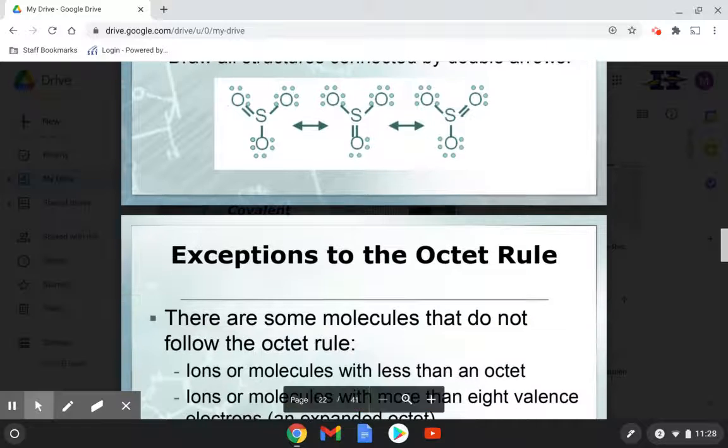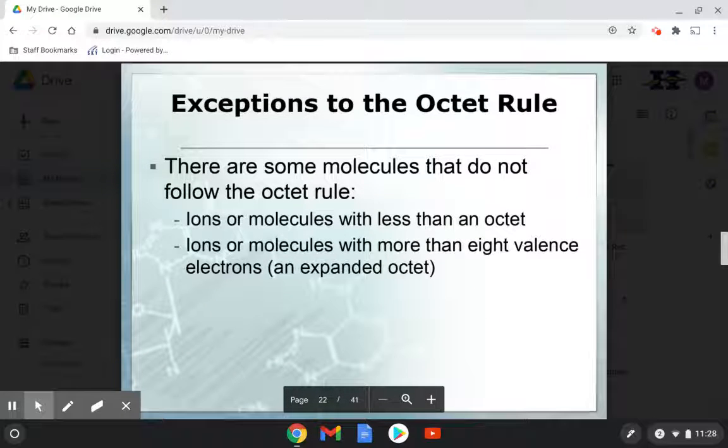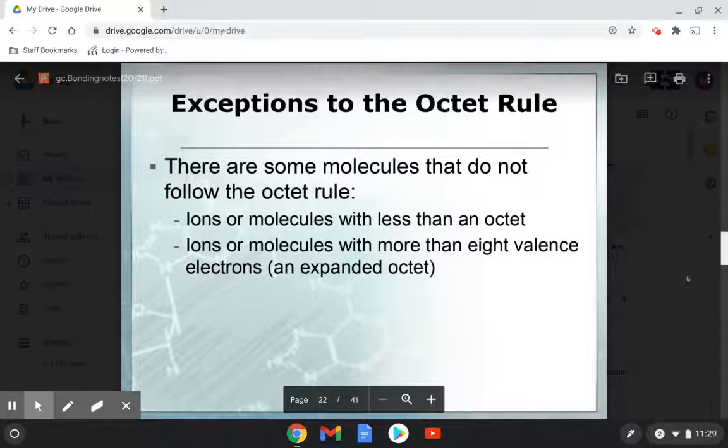All right. There are exceptions to the octet rule. There are some molecules that do not follow the octet rule. Again, some molecules have less than an octet. So again, hydrogen is a very good example of that. Others are molecules with more than 8 valence electrons. That again would be an expanded octet, but for the most part, we will use the octet rule when doing the Lewis dot structure, with those exceptions of hydrogen and other elements that we see.